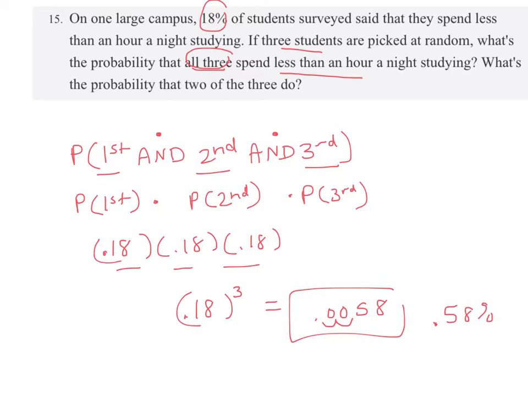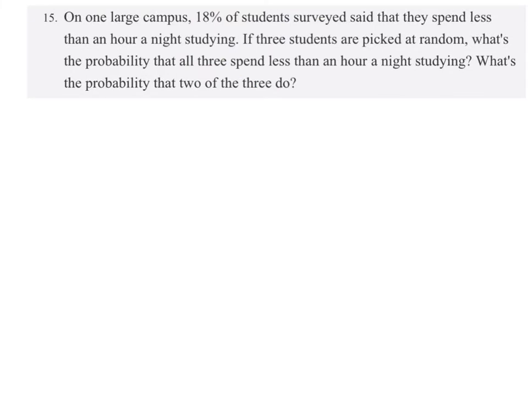So a couple of things that will help you: the number of people that you're selecting is going to match up with the number of separate probabilities that you're going to need to set up. So if we are picking 3 students in this situation, then we're going to have 3 separate probabilities. Now let's look at the second question. So now, what is the probability that 2 of the 3 do?